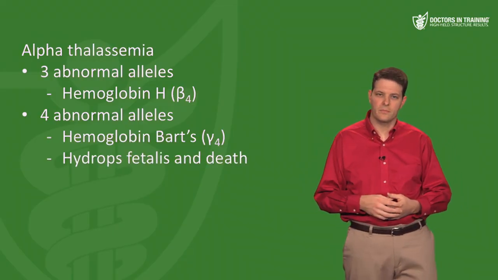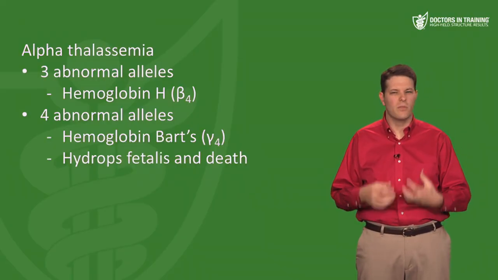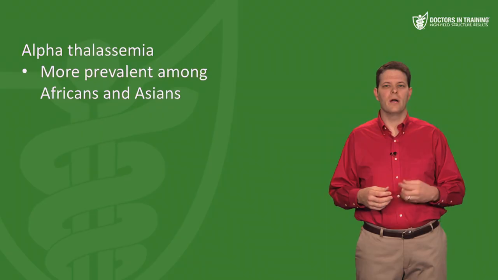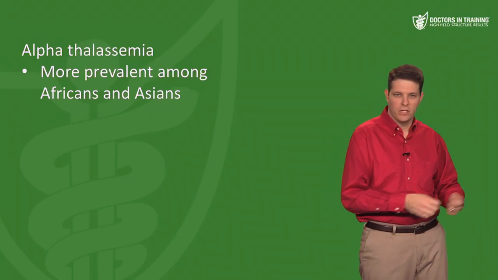So mostly, if you see alpha thalassemia at all, you're going to see alpha-thal trait with minimal anemia. It's more prevalent among Africans and Asians. Remember, alpha, A, Africans and Asians.